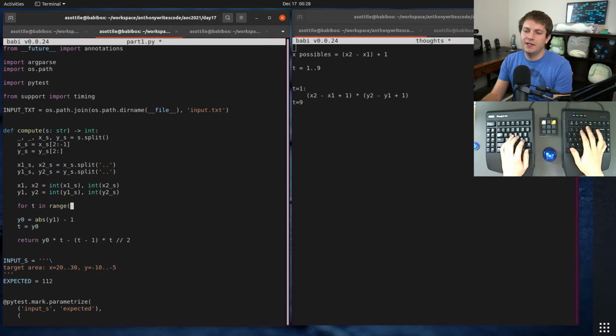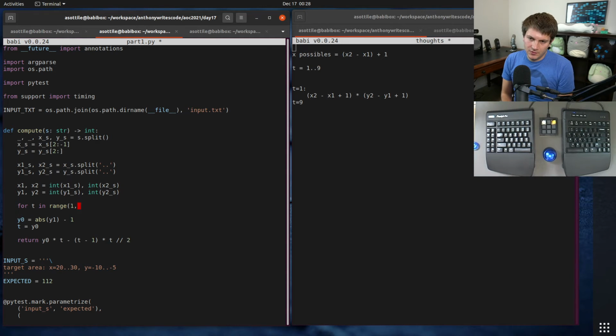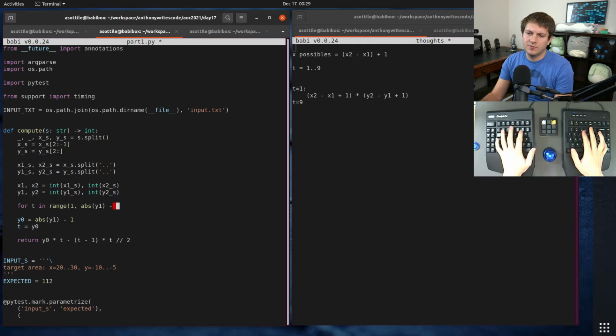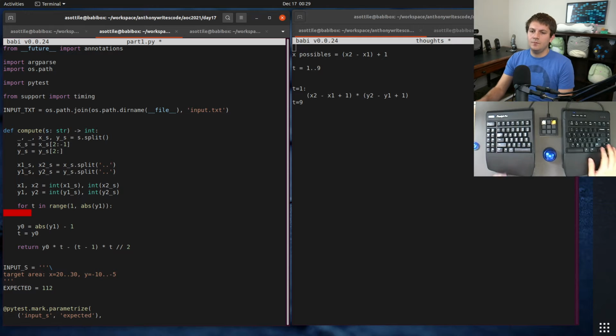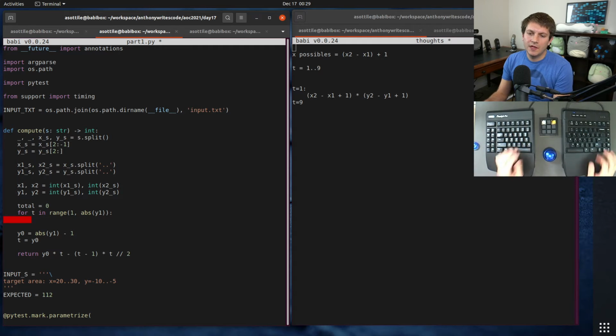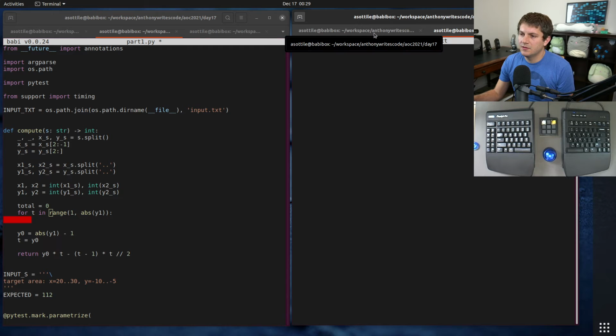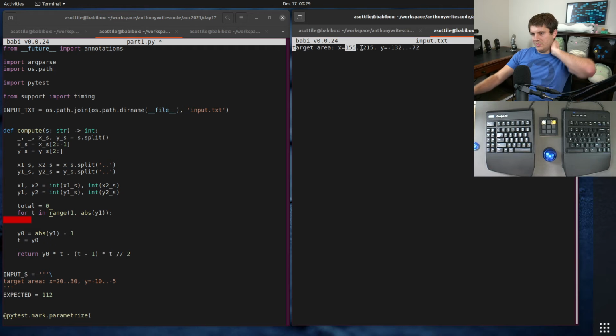For t in range 1 to, we know the largest t. Largest t is abs of y1 minus 1, this is non-inclusive. Okay, so we know all those t's. Middle equals 0, and we know our x ranges as well, between 0 and this large number. Do we know the minimum?